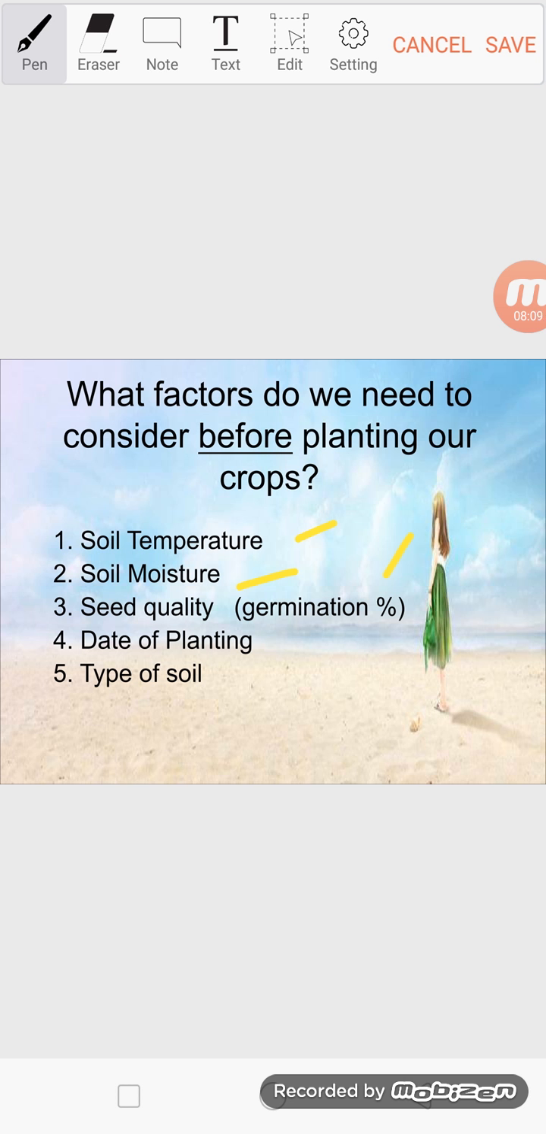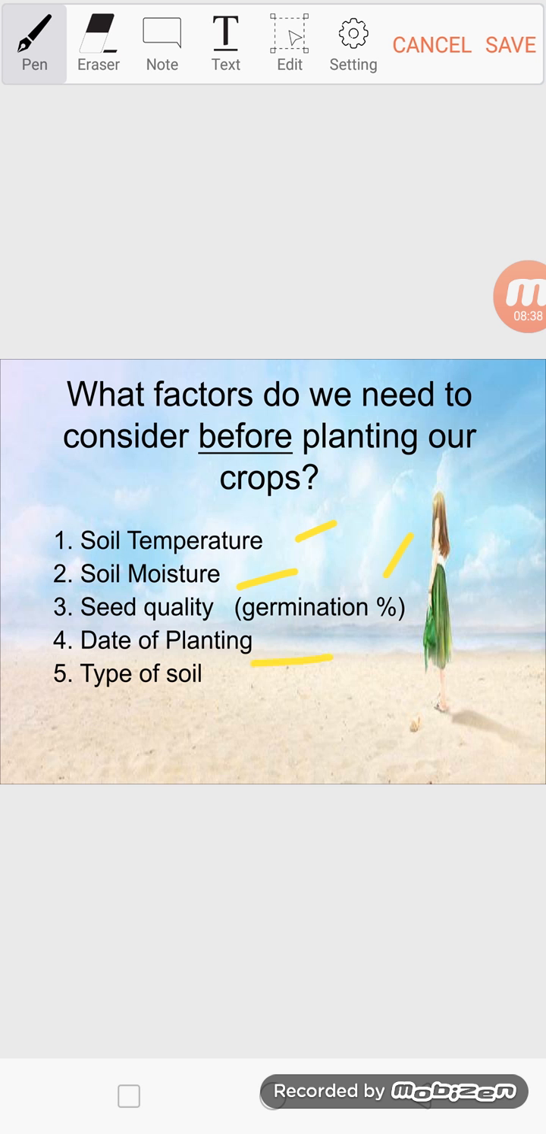So usually the percentage that is acceptable for seed quality is around 98% and above. Okay, so if it is below 90%, that batch of seeds is rather questionable. So, better to just throw it away. Okay, alright, and then date of planting, same.